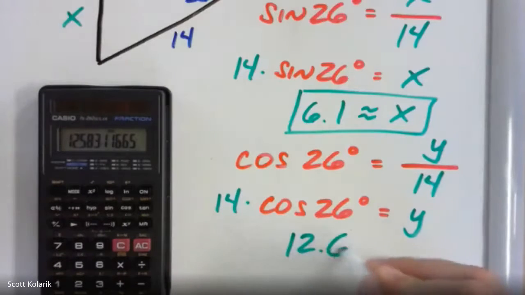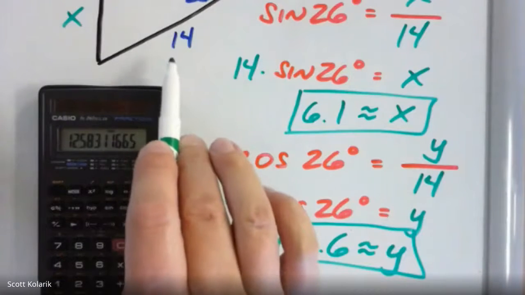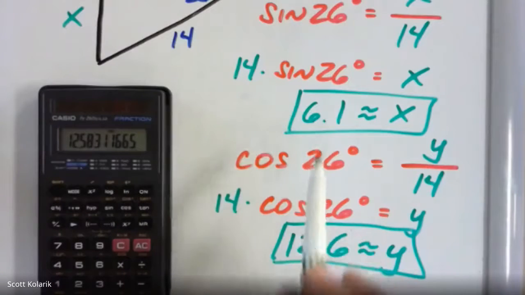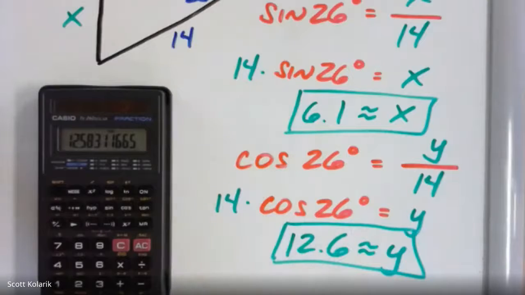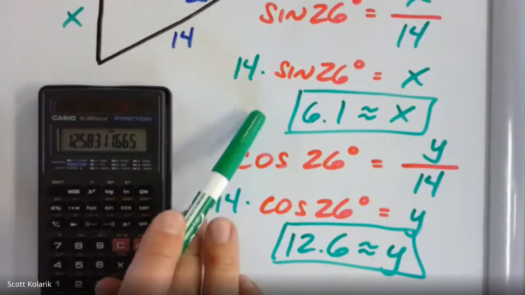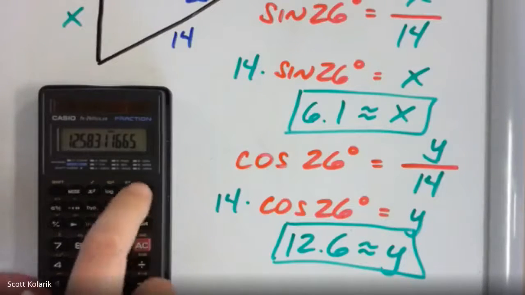And for the record, this value would have been discovered using the Pythagorean Theorem as well. If you were to do 14 squared for that hypotenuse and subtract out that 6.1 squared leg, and then take the square root of it, you'd find that you'd get about 12.6. So whether you solve for one side and then use the Pythagorean Theorem, or use two different trig ratios to solve for both sides, you should get the same result.